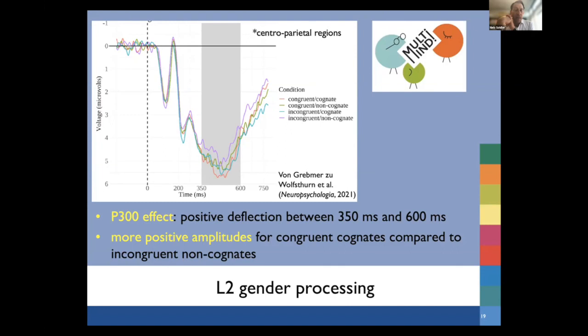We had the hypothesis to also find increased N400 effects for the incongruent non-cognate condition. However, in this experiment, we could actually not find any sign of an N400 effect. However, a very nice and clear P300 effect turned out. So more positive amplitudes for congruent cognates as compared to incongruent non-cognates.